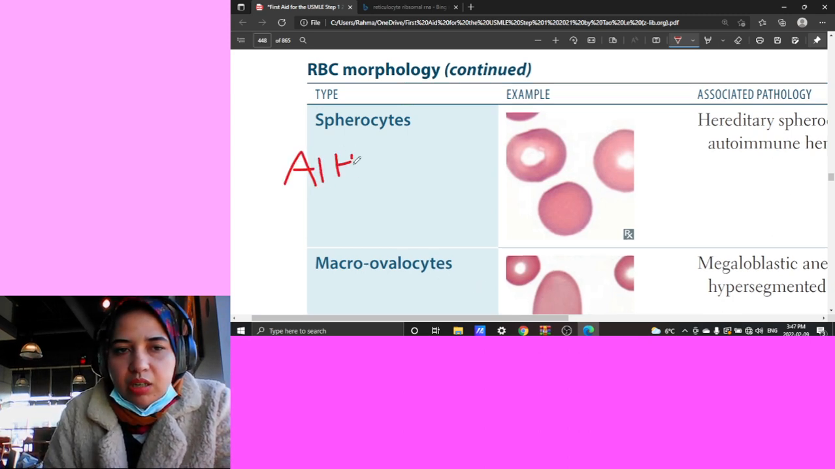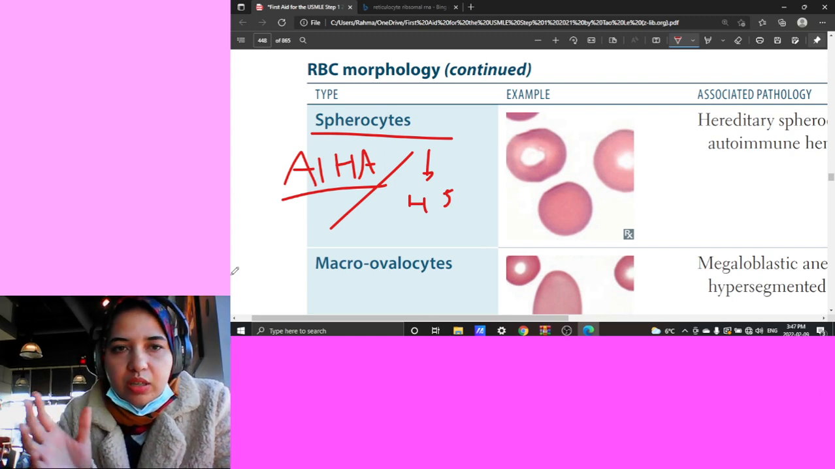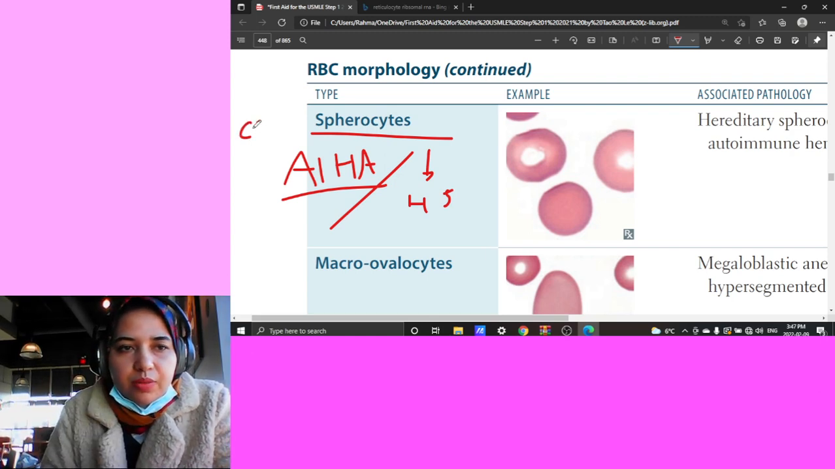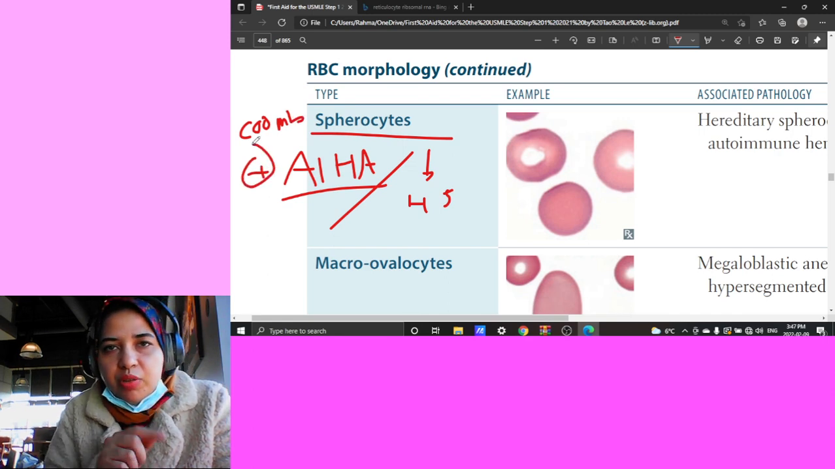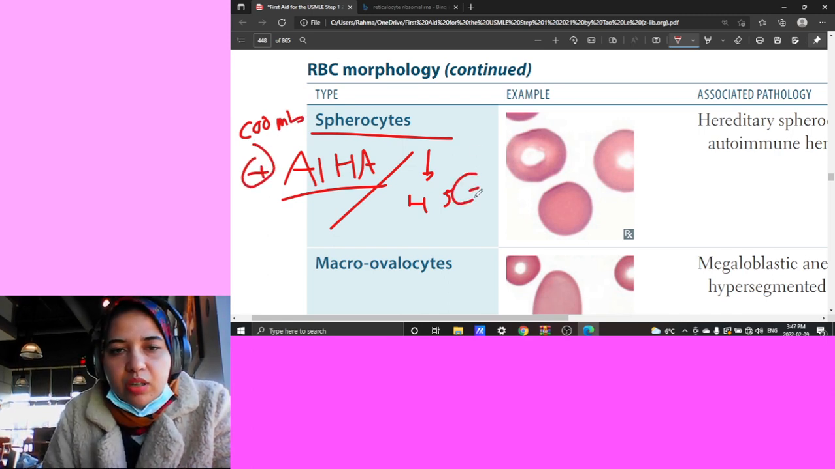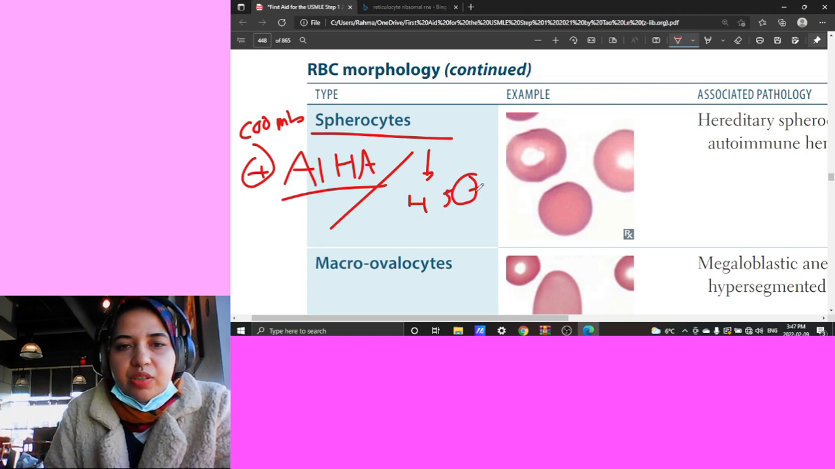Autoimmune hemolytic anemia. Don't forget about it, because spherocytes don't only happen in hereditary spherocytosis. What differentiates them is the Coombs test. When you're Coombs positive, it's autoimmune hemolytic anemia. And if it's Coombs negative, it is hereditary spherocytosis.